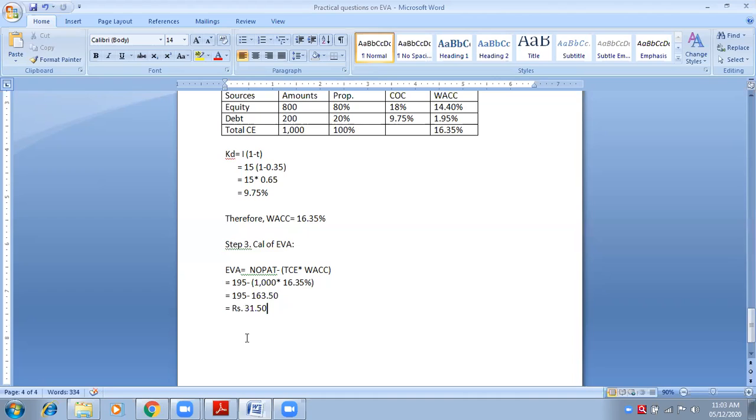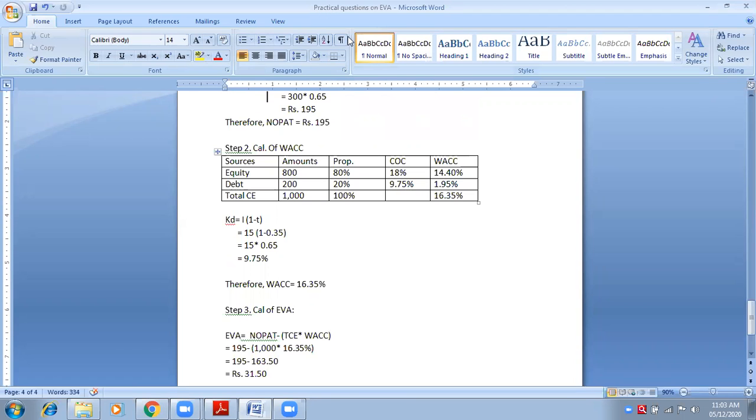31.50, positive. So the value addition in the company, the value that has been added in the company monetarily, is rupees 31.50 crores. This is value addition in the company. Is it clear, everybody? Solve it. I'm giving you time to solve. Is it clear? Yes, ma'am. Okay.